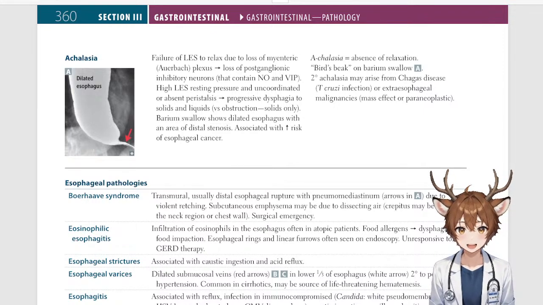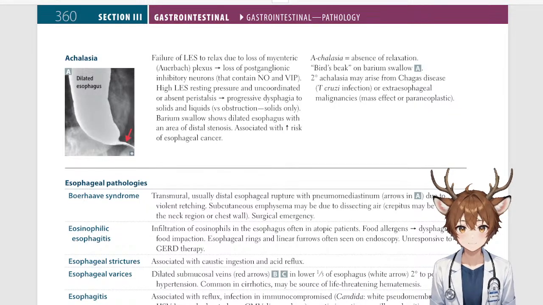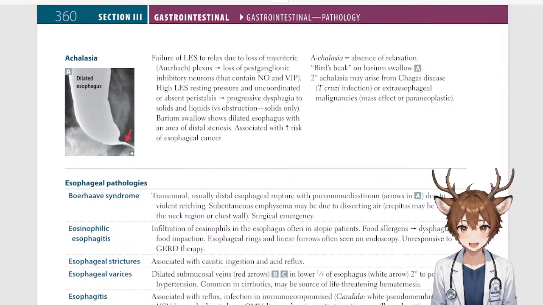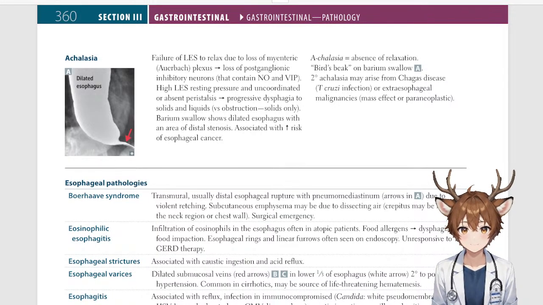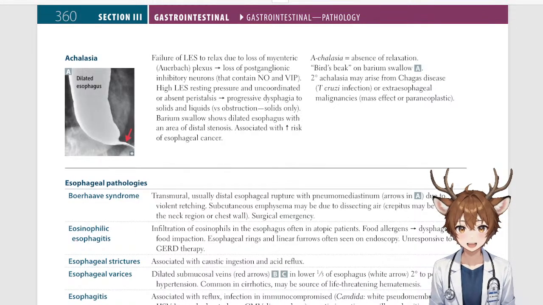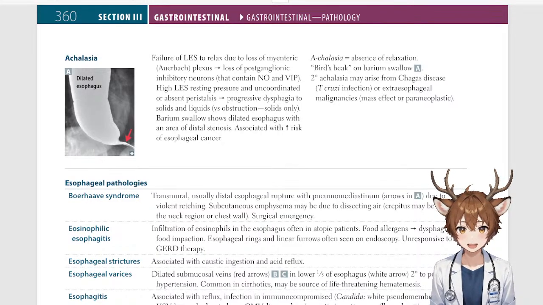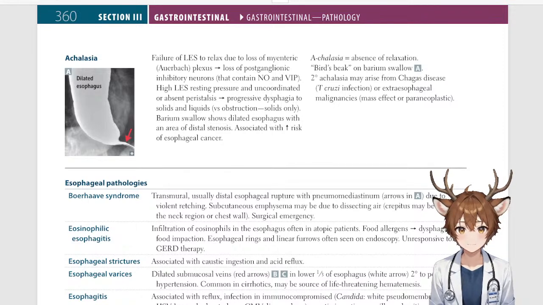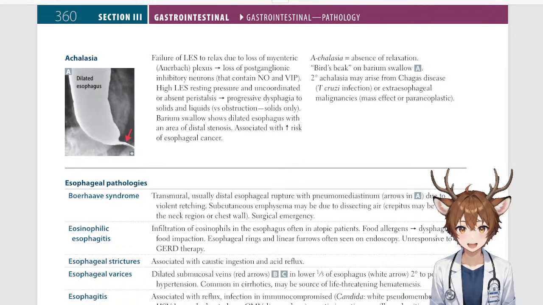Back to achalasia. Presents with progressive dysphagia to solids and liquids versus obstruction, primarily solids. If something just got stuck in your throat, you probably would have an issue with really just solids, and liquids would probably be okay, right? Because it's just a thing getting stuck, and things could probably pass around if it's a fluid. But for achalasia, you have an issue for both solids and liquids. Associated with increased risk of esophageal cancer.